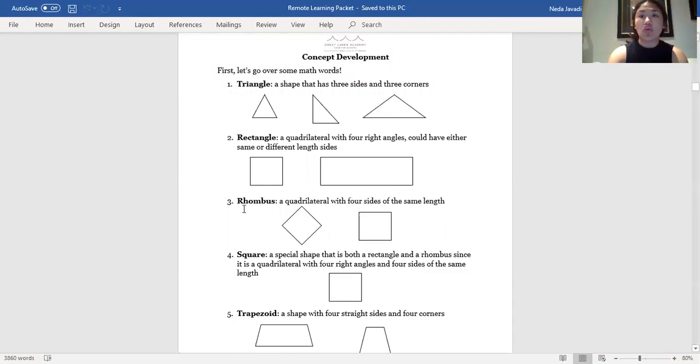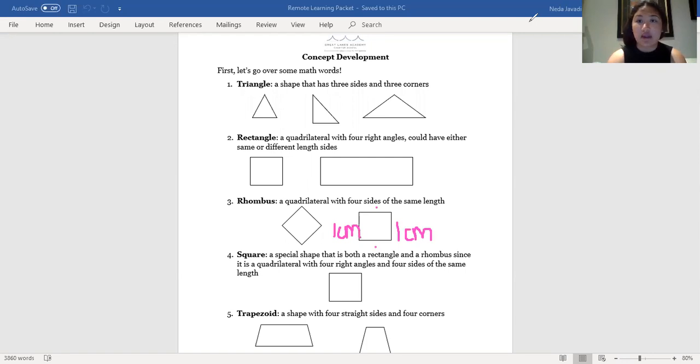Number 3 says rhombus. A rhombus is a type of shape with 4 sides of the same length. So all the 4 sides of a rhombus are the same length. So if one side, for example, is 1 centimeter, we talked about centimeters a long time ago. Remember, all the way back in your brain. If one side is 1 centimeter, then all the sides are also 1 centimeter. That's a rhombus. Let's keep going.